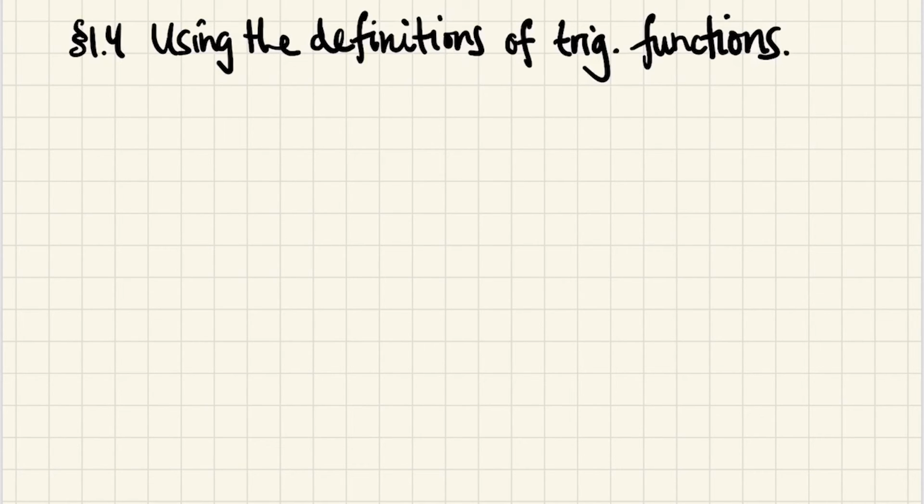All right, in this section, we're going to see a bunch of different properties of the trigonometric functions that emerge directly from the definitions. So let's start by recalling the definitions that we worked out in the last section. The definitions we used depended on an angle in standard position.